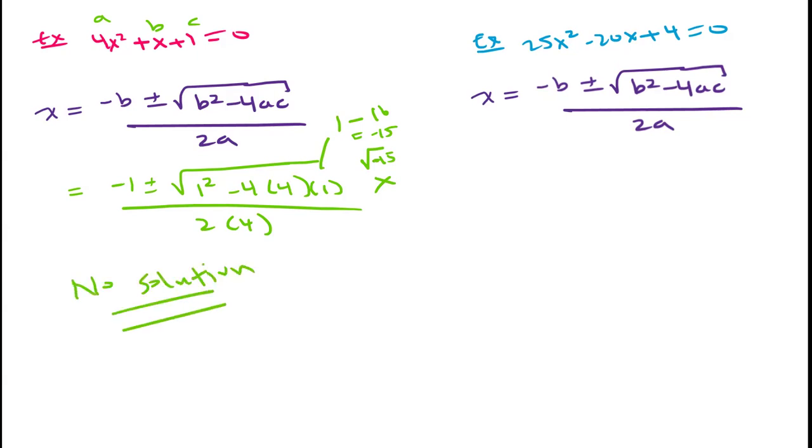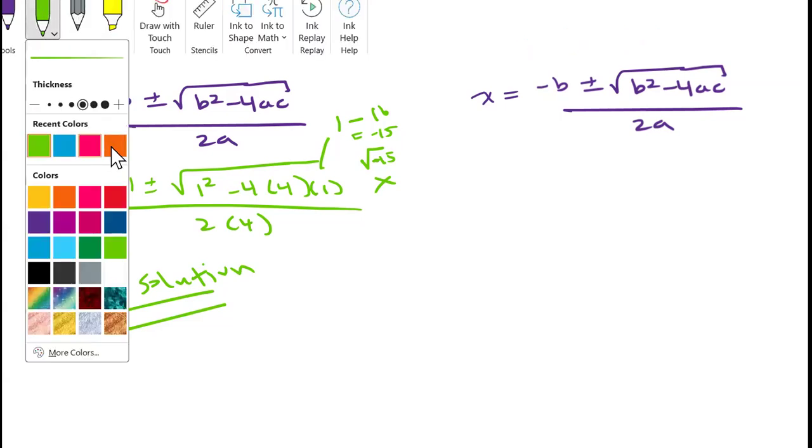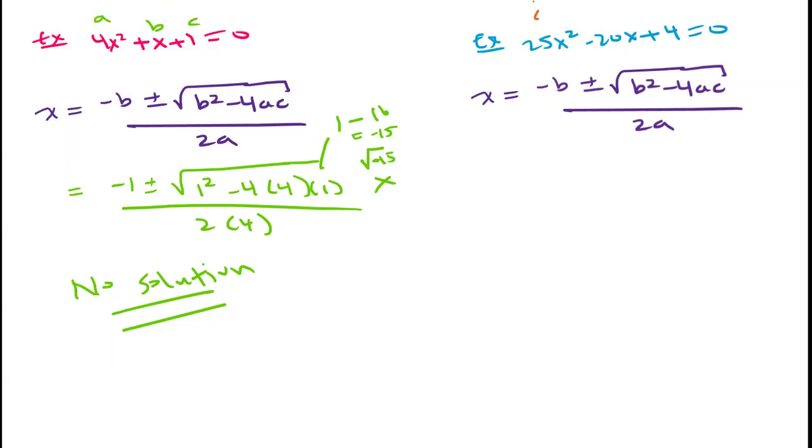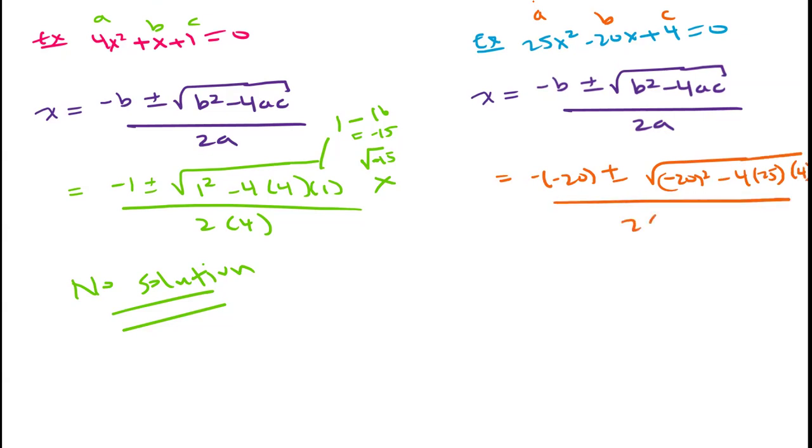All right, for the second one, again, this is our A, here's our B, here's our C. Now we have to be careful because it's a negative already, and then we have another negative. Plus or minus the square root of negative 20 squared minus 4 times A, which is 25, times C, which is 4, all over 2 times 25.